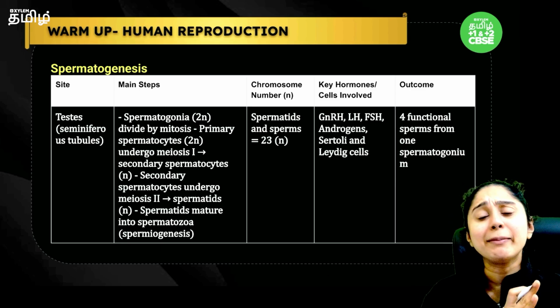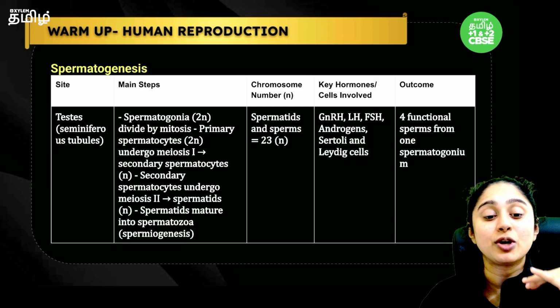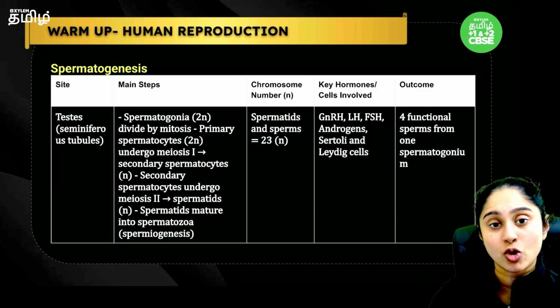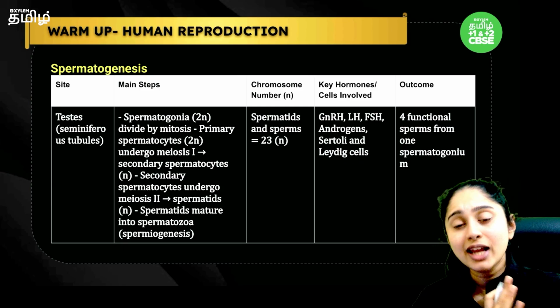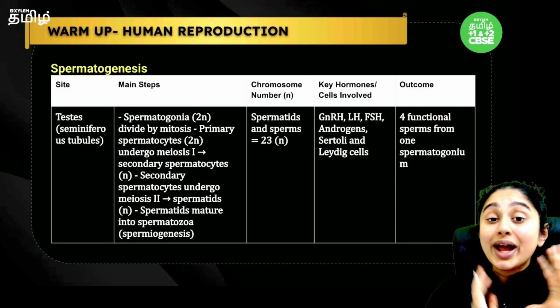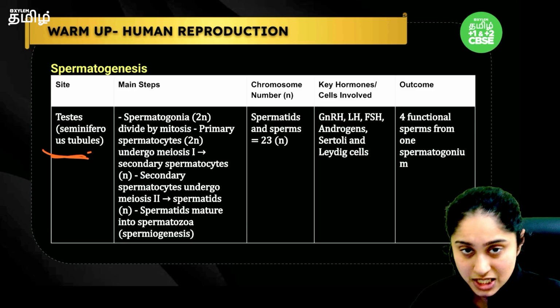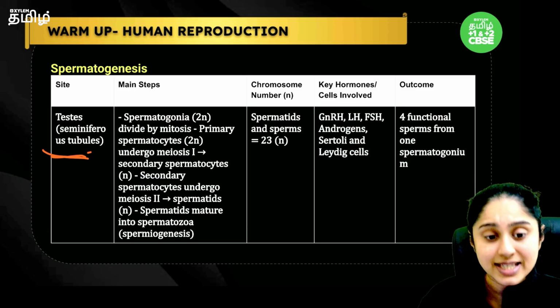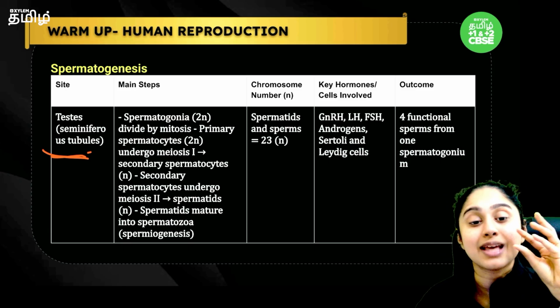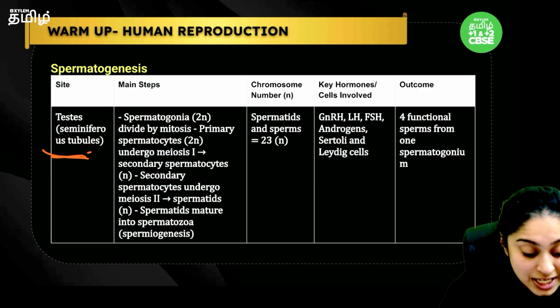Gametogenesis is nothing but producing the gametes. When I say producing the gametes, in males it's going to be spermatogenesis, in females it is going to be oogenesis. So where does it happen? It happens in the primary sex organ, which is the testis. Spermatogenesis happens in the testis, inside the seminiferous tubules. Which cell is going to undergo this division?